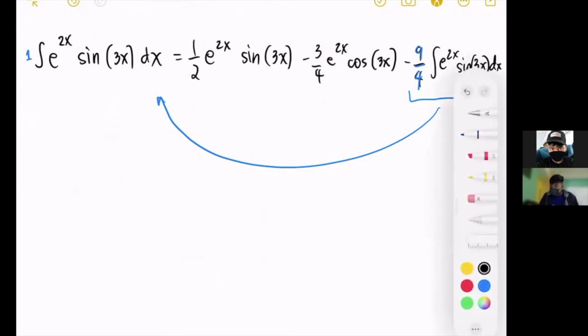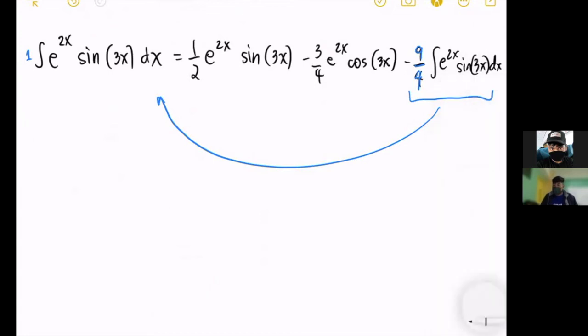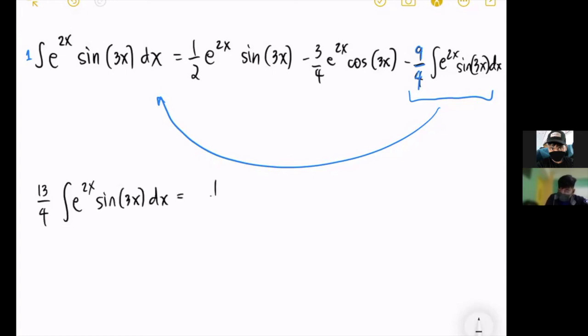At since yan ay minus sign sa kanan, kailangan kunin yung inverse niya sa kaliwa. And meron ako ngayon, pag sinimplify ko ay 13/4 ng integral ng e to the 2x sine of 3x dx at equal to sa 1/2 e to the 2x sine of 3x minus 3/4 ng e to the 2x cosine of 3x.